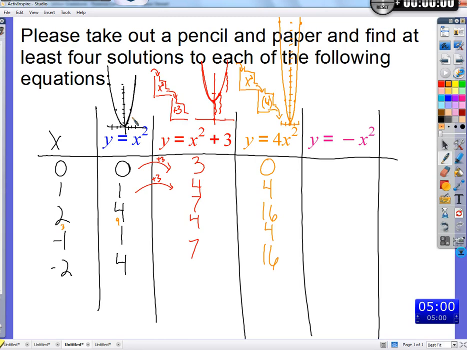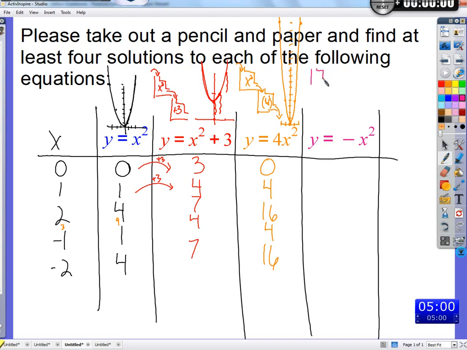So this number right here affects the steepness. 4 is steeper, 2 is steeper, 3 is steeper. 1 is the same steepness, right? We haven't changed anything, we multiply by 1. 1/2 is half as steep. 1/3 is 1/3 as steep.